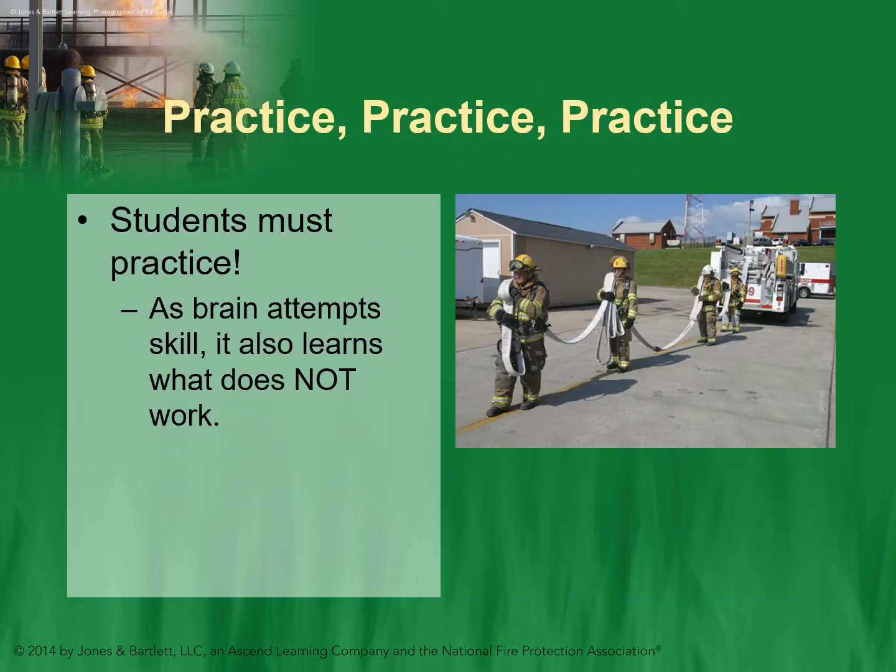Practice, practice, practice. Students must practice. And as the brain attempts skills, it also learns what does not work, what not to do. Learning from those mistakes, allow them to happen. Once they happen, make the correction, stop and go, okay, you see what happened here? This is probably not going to work well. Here's what works better. Let's try this. But again, practice, practice, practice. And what we have to realize is practice makes permanent. We do want them practicing things correctly.